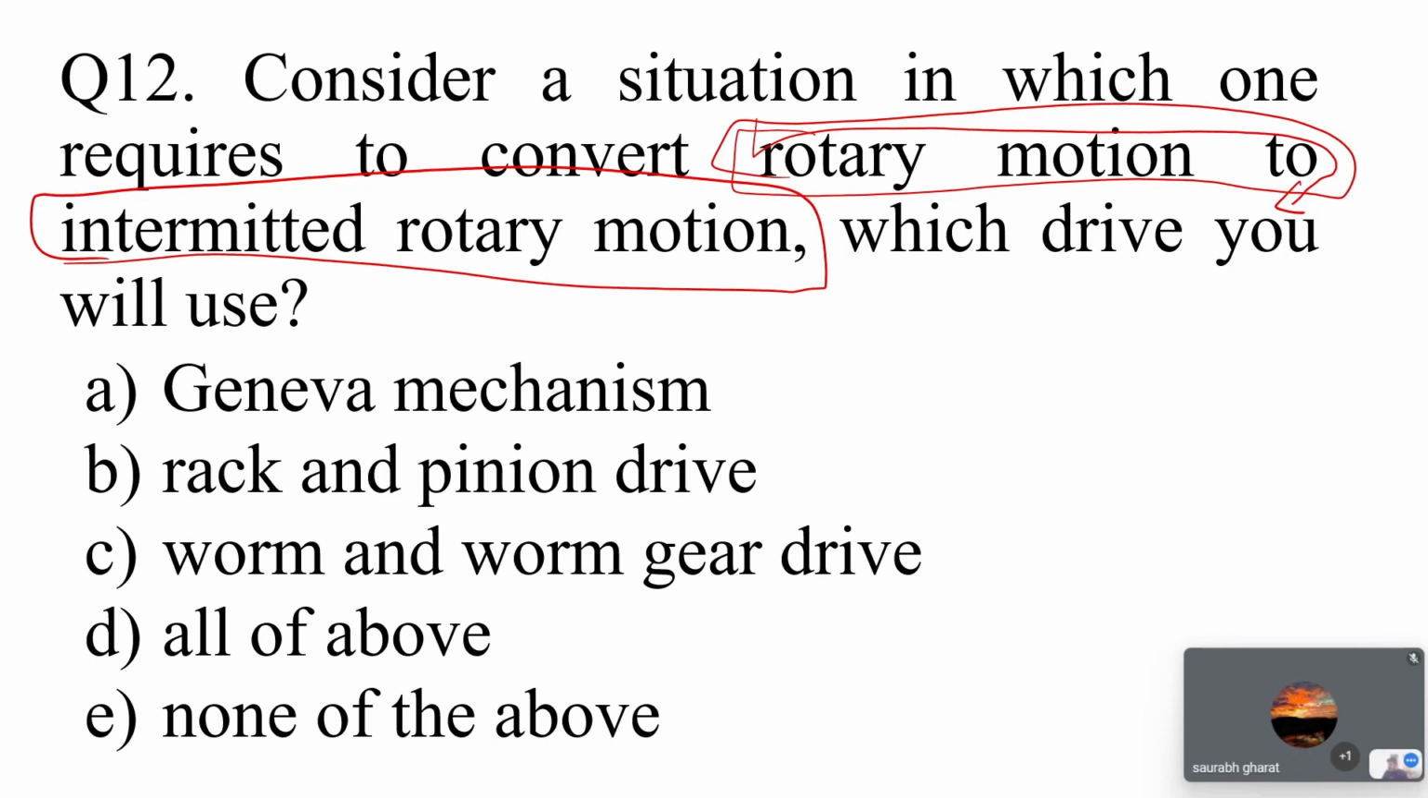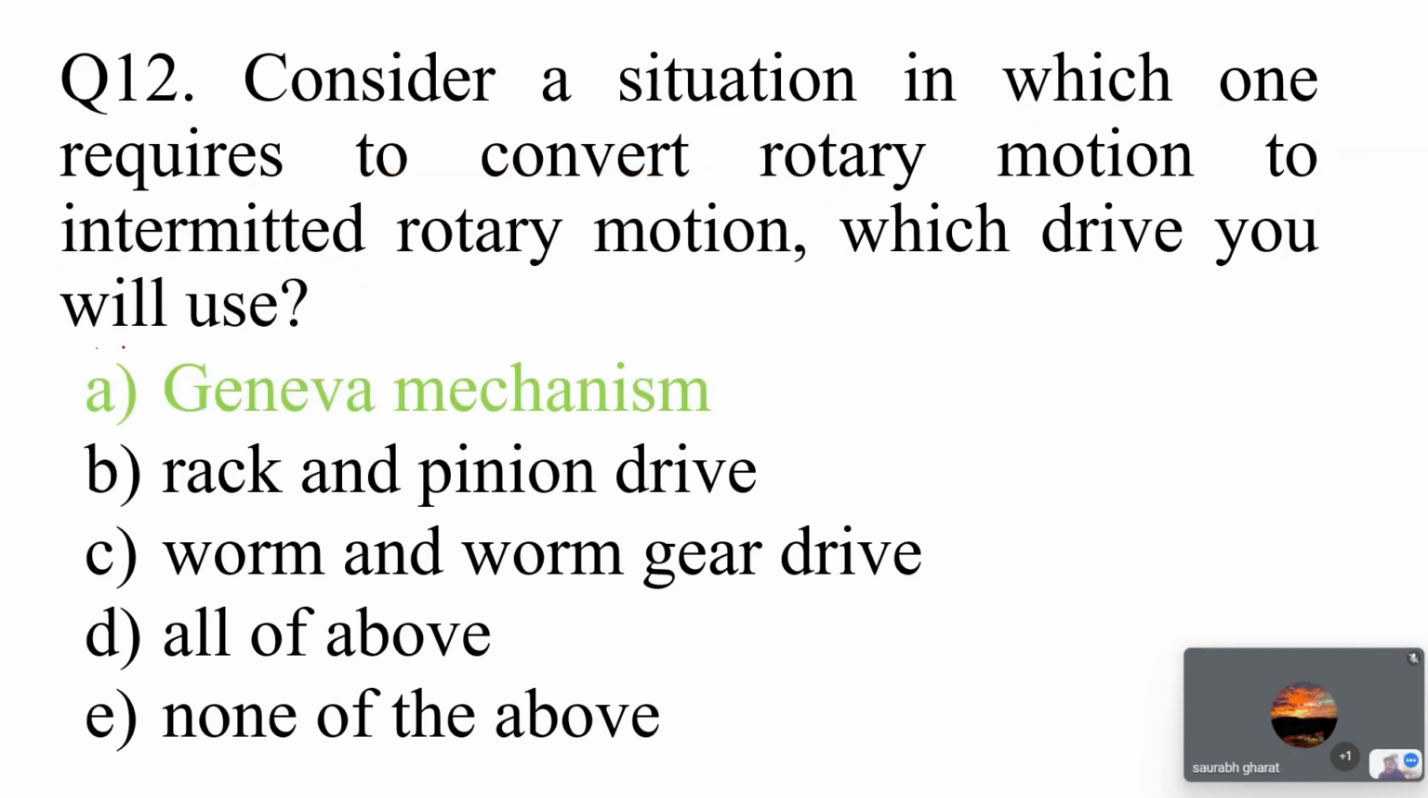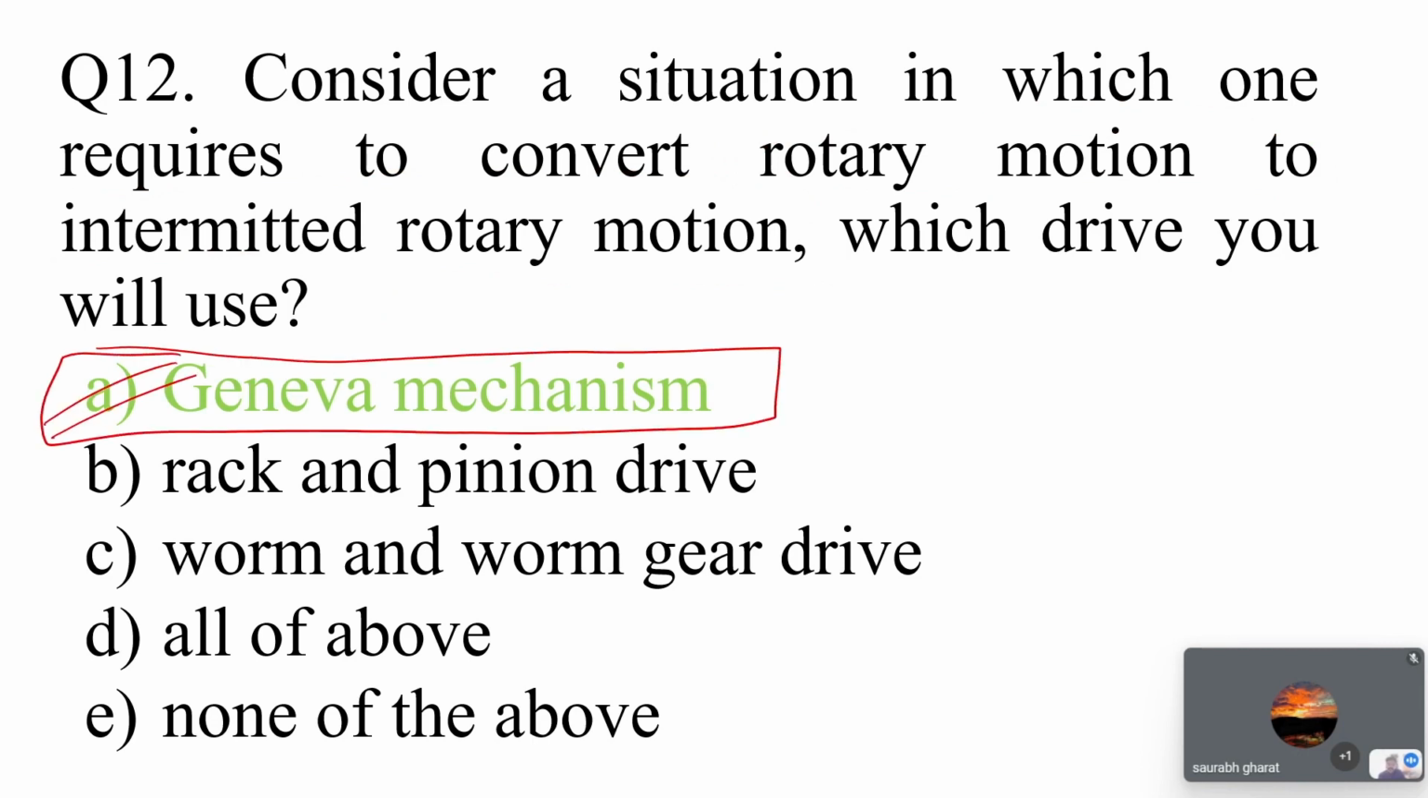So if you go through the literature part, you might get the answer. It is actually the Geneva mechanism. Rotary motion to intermediate rotary motion is the Geneva mechanism's use. You know this part, so you saw this mechanism also. So the Geneva mechanism is going to be the correct answer here, for intermediate motion, which is the most important part in this question.